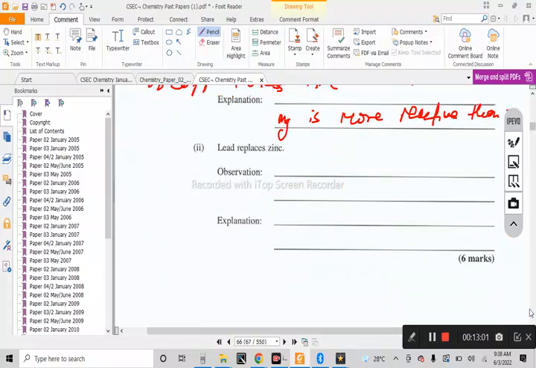What about lead? Would the reaction be faster? Would the reaction be slower? Good, slower. Why? Lead is lower than zinc. Good. So the reaction would be slower.